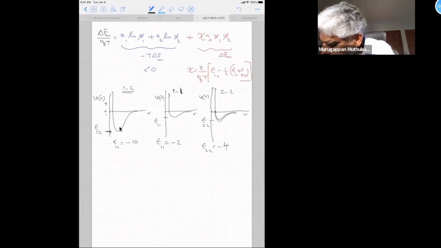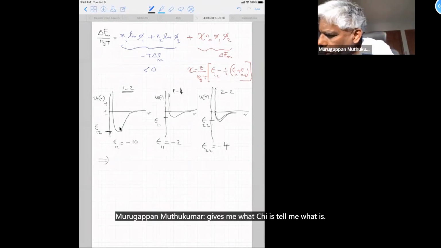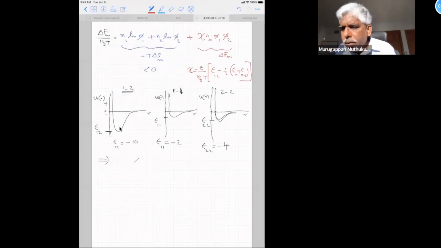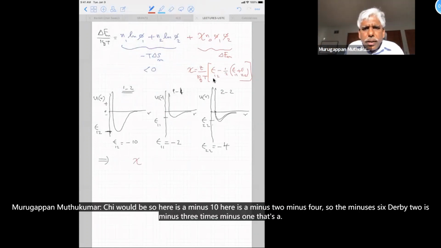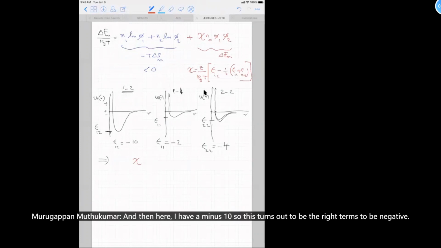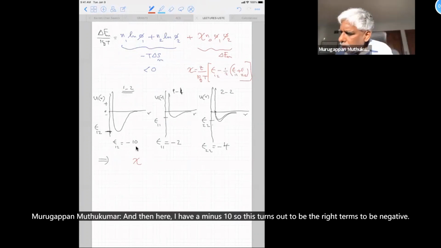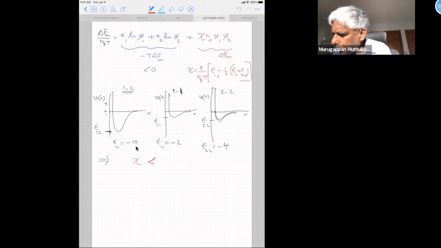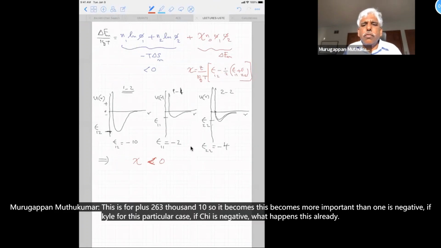This gives me what chi is. Tell me what chi is. Here is a minus 10. Here is a minus 2, minus 4. So the sum is minus 6, divided by 2 is minus 3, times minus 1, that's a plus 3. And then here I have a minus 10. So this turns out to be negative. This is 4 plus 2 is 6, divided by 2, and this is 10. So this becomes more important than the other one, and chi is negative.